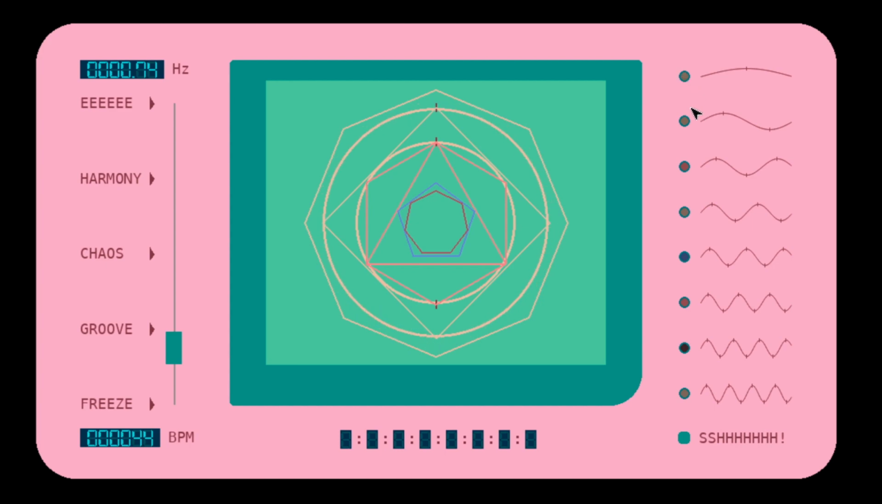Okay, so I have a question now. What happens if we take a polyrhythm, let's say 2 against 3, and speed that up? Let's see. So first we just get fast polyrhythms, and then it becomes pretty chaotic. But if we keep going, we get harmony. So a 2 against 3 polyrhythm is actually a perfect 5th harmony, just at wildly different speeds.